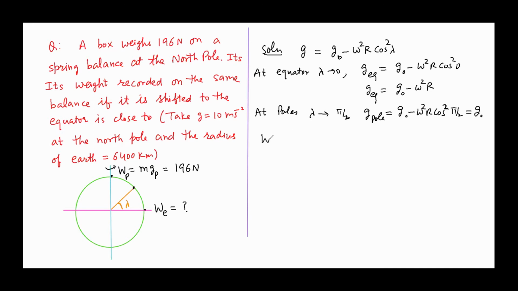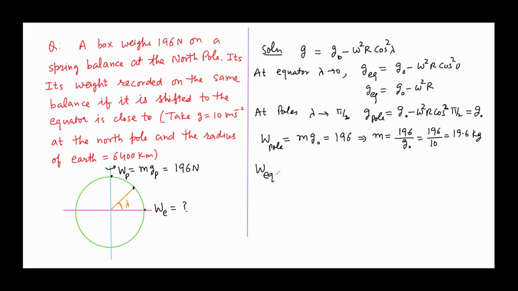So what is the weight at the poles? Weight at the poles is m into g naught. It is given to be 196 Newton. What is the mass? 196 by g naught. The value of g naught is given to be 10 in the question. So it is 19.6 kg, the mass.